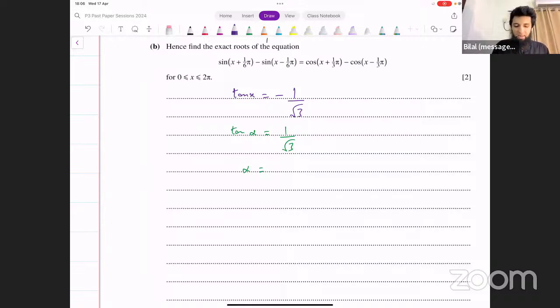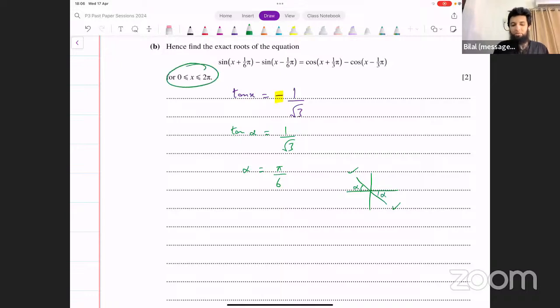Okay, so what's the basic angle? The basic angle turns out to be pi over 6. Alpha is pi over 6. And now you have to think of quadrants. Tan is negative, remember. Where is tan negative? Tan is negative in the second quadrant or in the fourth quadrant. So you could either be here or you could be here. Basic angle could either be this or this.